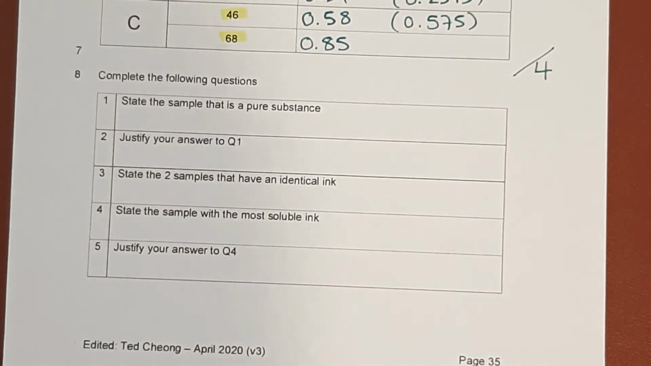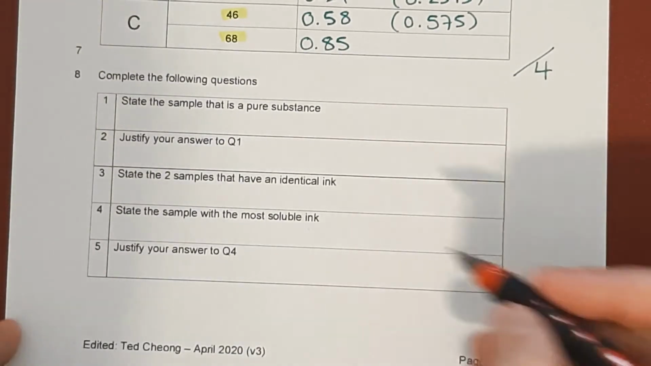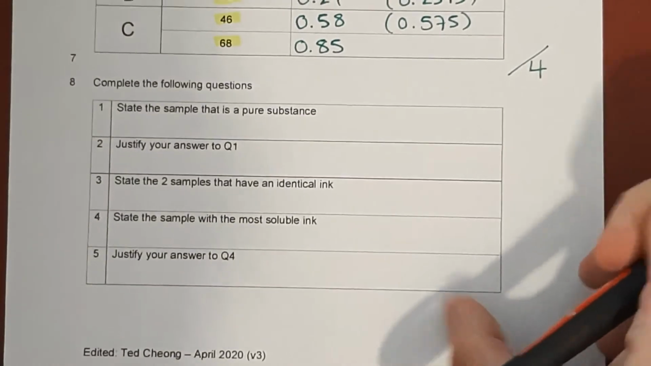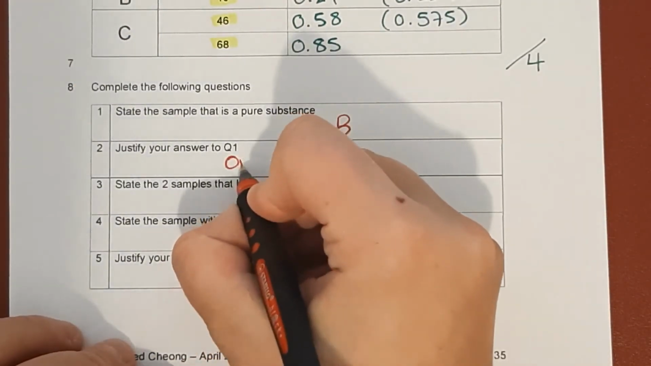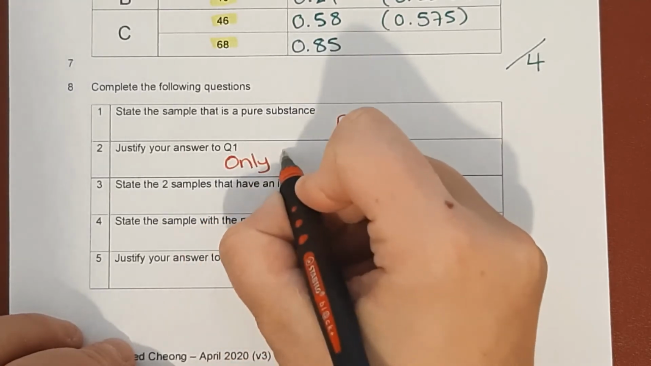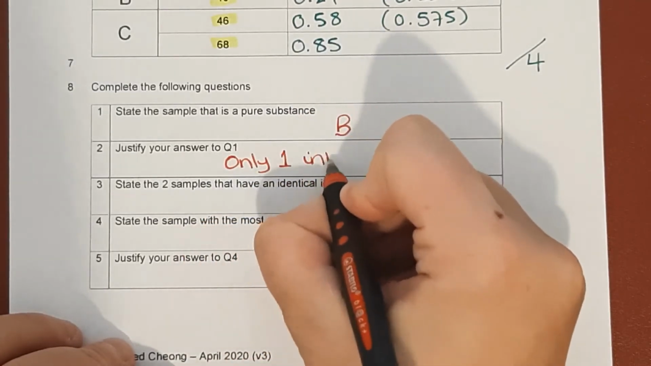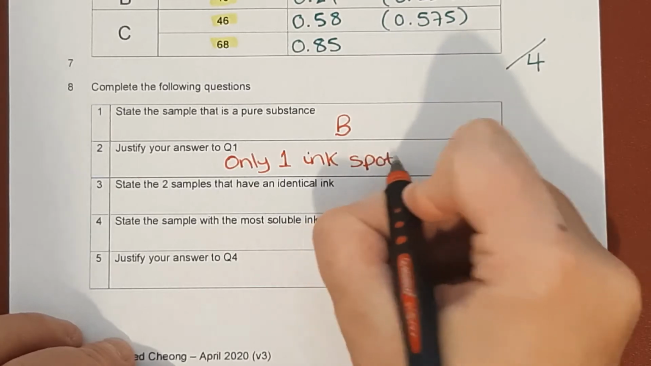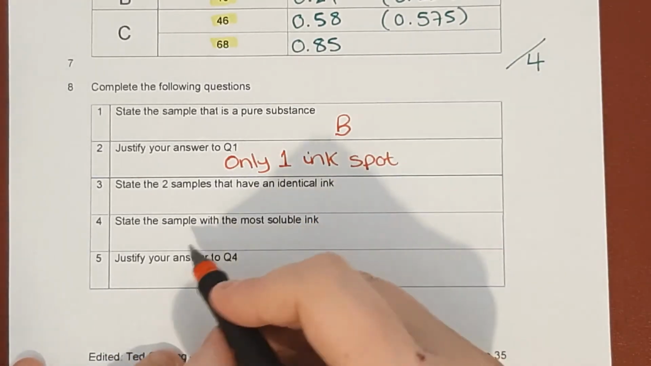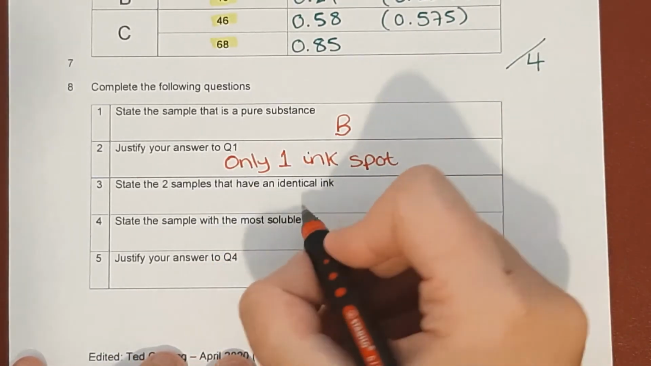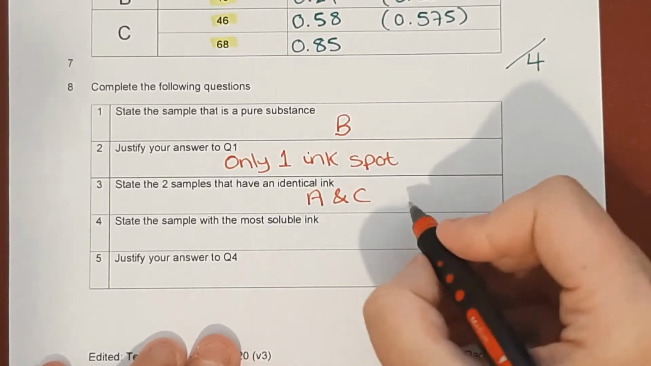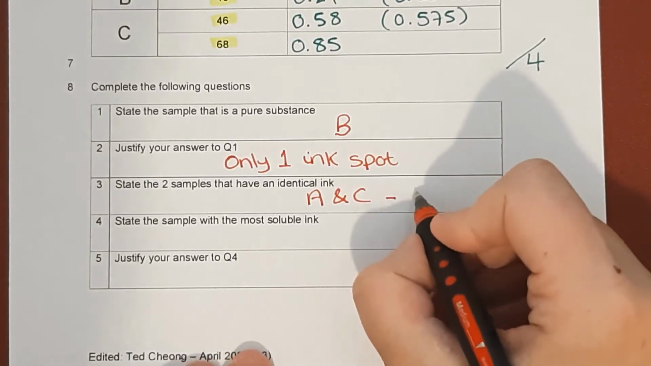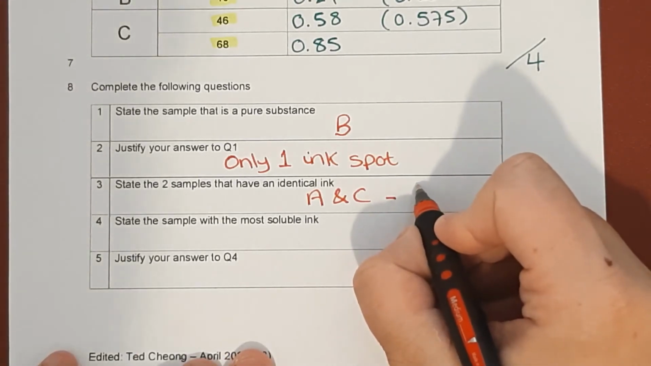So, question 1, state the sample that is a pure substance. That is sample B, and the reason for that is there is only one spot, so only one ink spot. It doesn't have 2 like A and C. State the 2 samples that have an identical ink. Well, A and C contain an identical ink, and that's because they have a spot that moved the same distance.